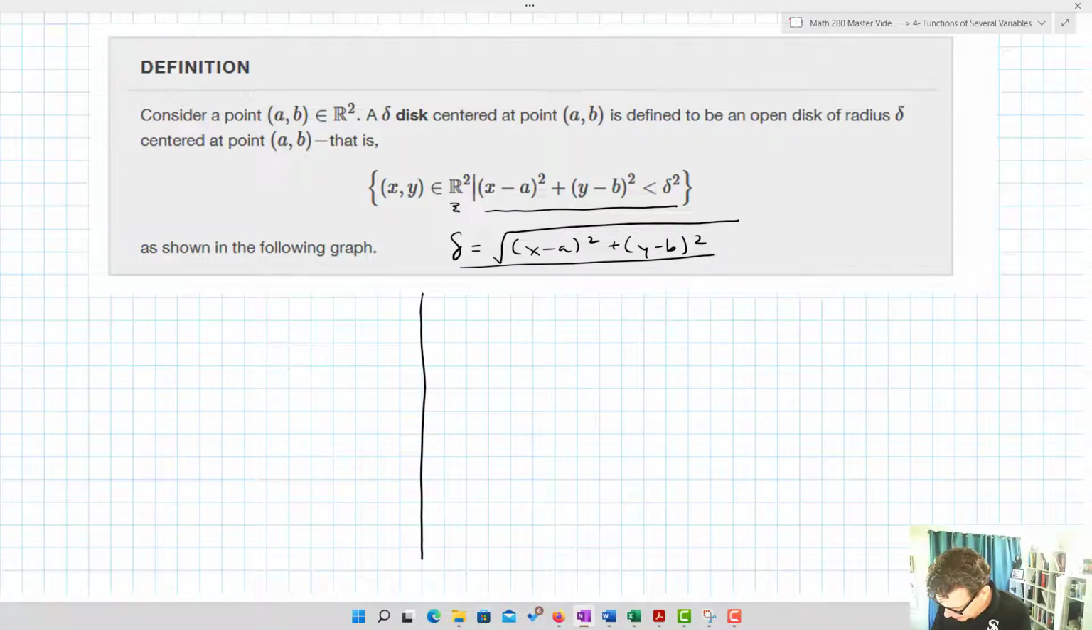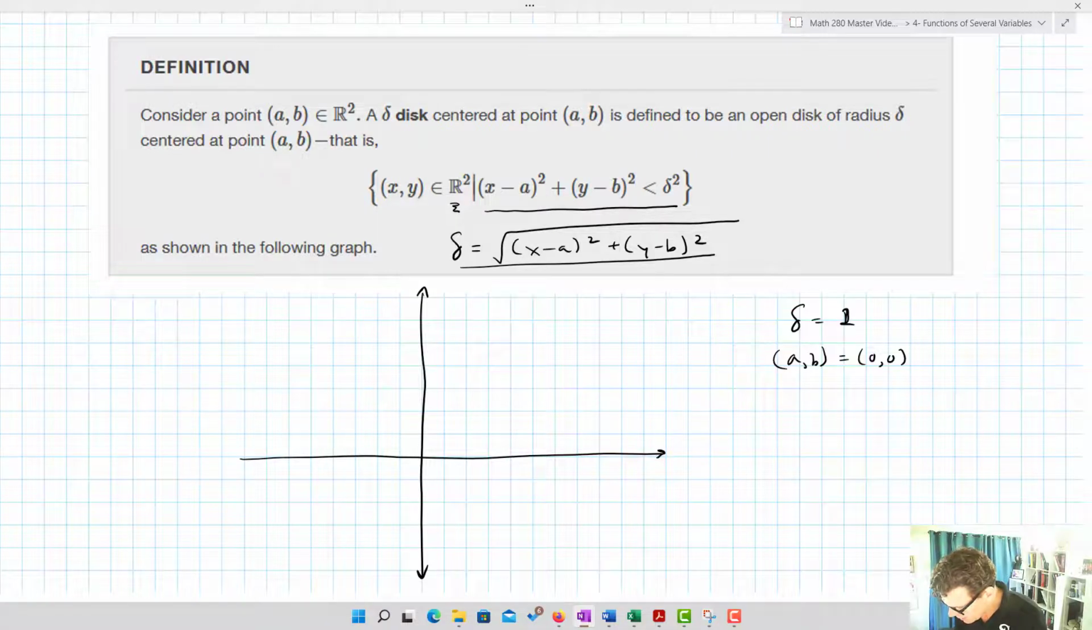So let's just imagine what this looks like. Let's suppose that delta equals 1, and we're going to let (a, b) equal (0, 0). All right, so we're going to have a disk centered at (0, 0), okay? And it's got a radius of 1, and there it is.